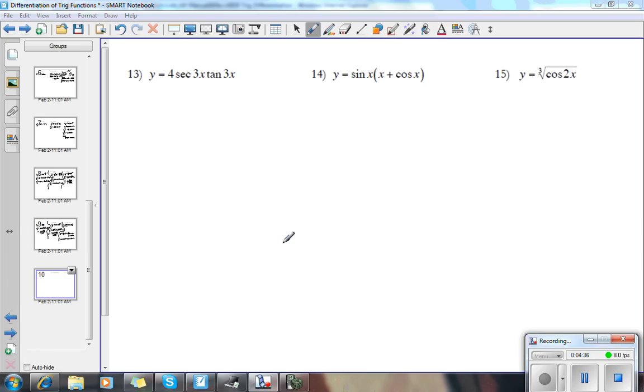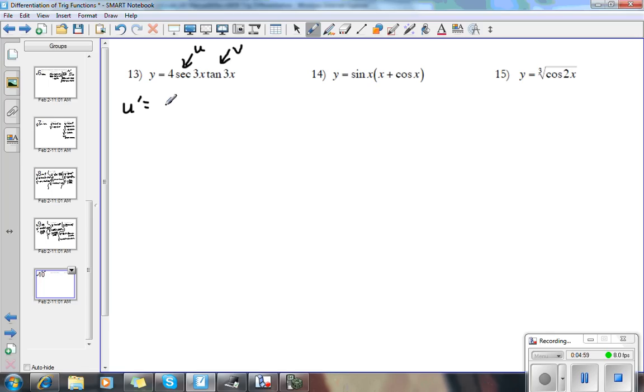All right, on number 13, I'm going to use the product rule. I'm going to have to use the chain rule. So I'm going to think of u and v. So then u prime, the derivative of, now this is secant 3x, so my u prime is going to involve the chain rule.